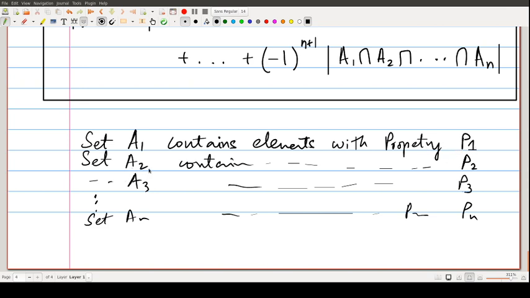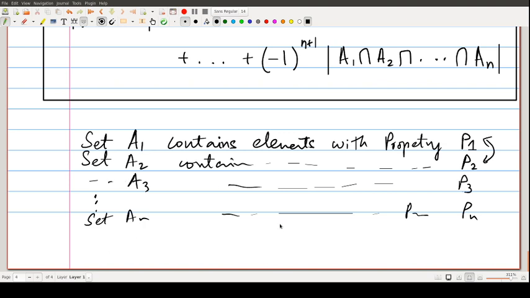For example, the first set contains the students who've taken the discrete math course. The second set contains the students who've taken the linear algebra course. The third set contains students who've taken some other course, right? And so on. So these are different sets that contain different students. Of course there's going to be some students who have taken both those courses, right? There are some students who might have taken 3 of those courses, and so on.